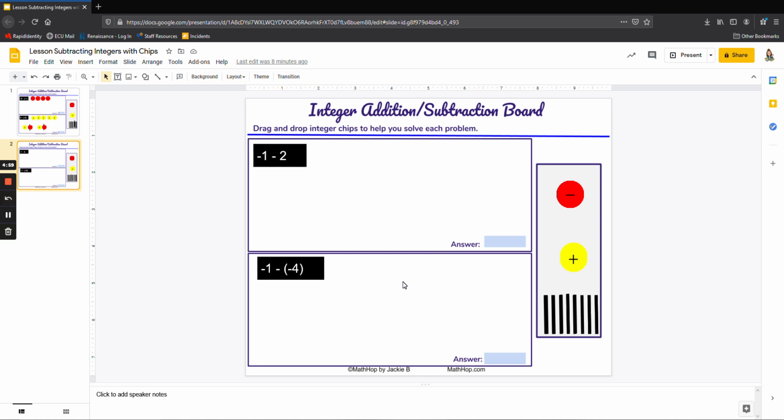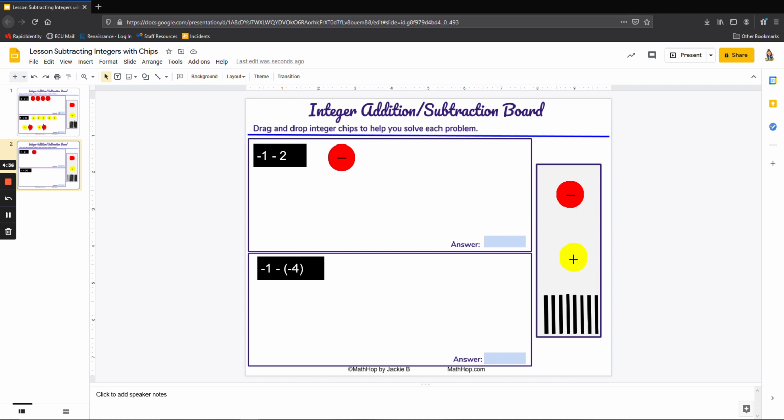Okay guys, I'm back with two more examples on subtracting integers, okay? And remember, we're modeling using our chips. Alright, so the first thing that you do is you model the first number. And the first number for -1 minus 2 is -1. Okay, so I've modeled that number.